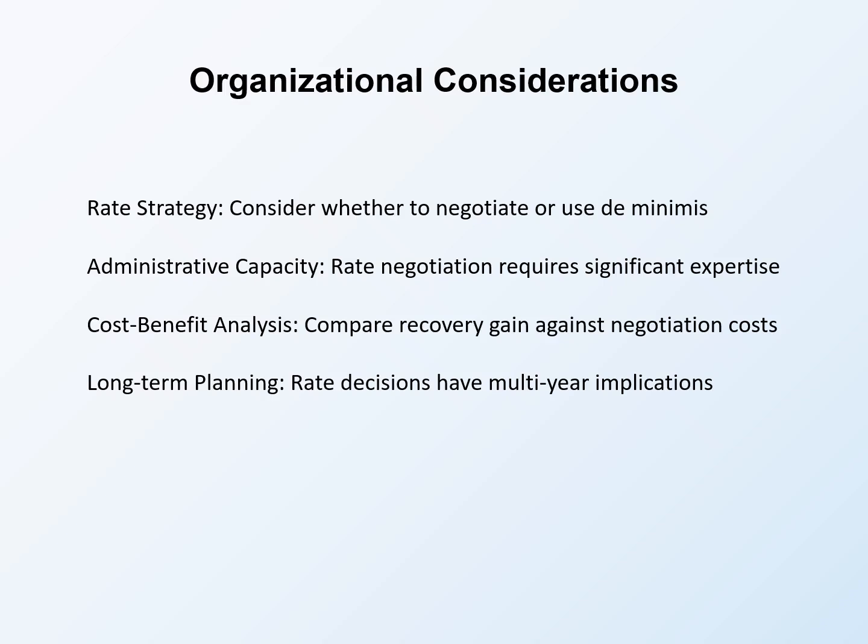Cost-benefit analysis compares additional recovery from negotiated rates against costs of developing and maintaining those rates. If negotiated rates would recover $500,000 more than de minimis but cost $100,000 to develop and maintain, the net benefit is clear. Smaller differentials require more careful analysis.